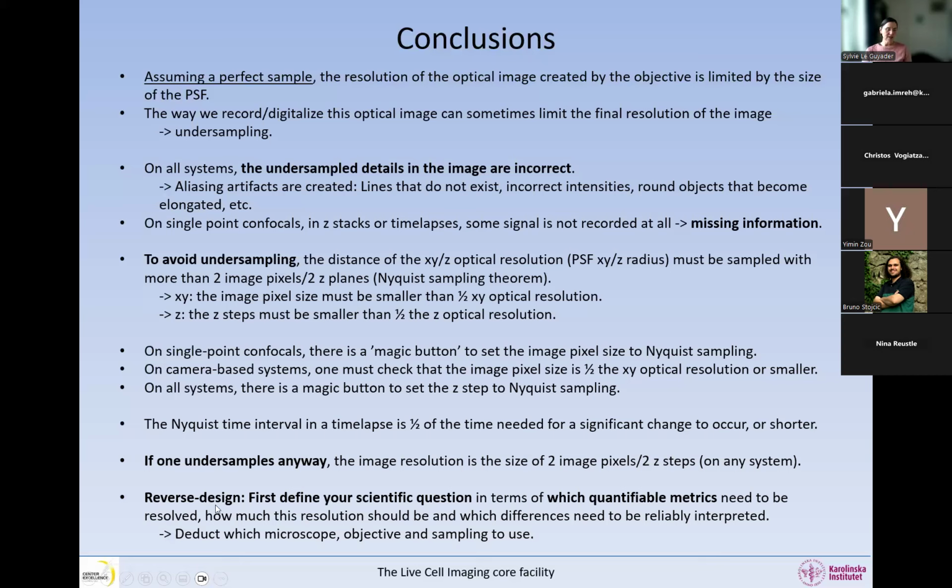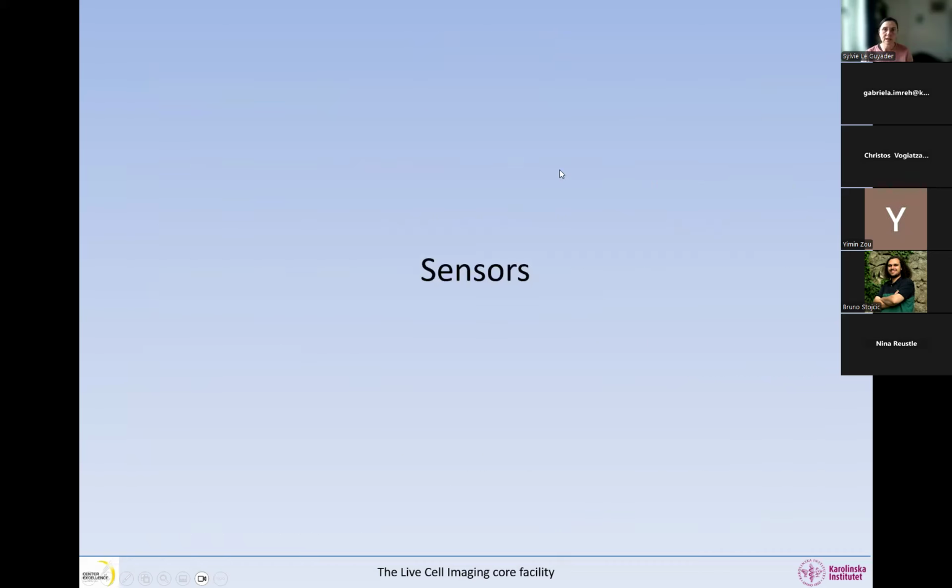So we need to reverse design our experiment. First, we define our scientific questions in terms of which quantifiable metrics we need to resolve. Then we decide how much resolution is needed and which differences we need to be able to reliably interpret. From there we figure out which microscope we need to use, which objective, and which sampling. Okay, so we start from the scientific question and then we decide how we design everything. And on top of that, we try to make our sample perfect. So that is it for this lecture.